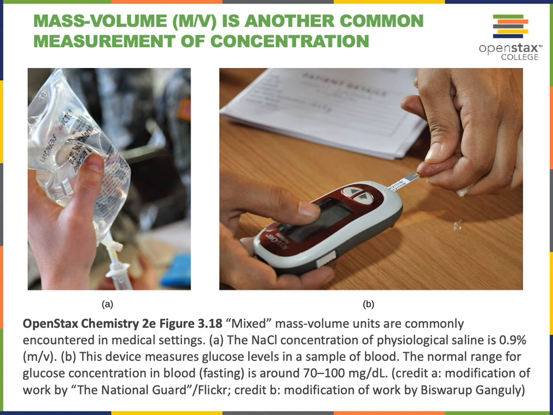Another example from the medical setting is the concentration of blood glucose. Blood glucose concentrations are typically reported in milligrams per deciliter, while a milligram is 1/1,000th of a gram. A deciliter is equal to 1/10 of a liter, or 100 milliliters.